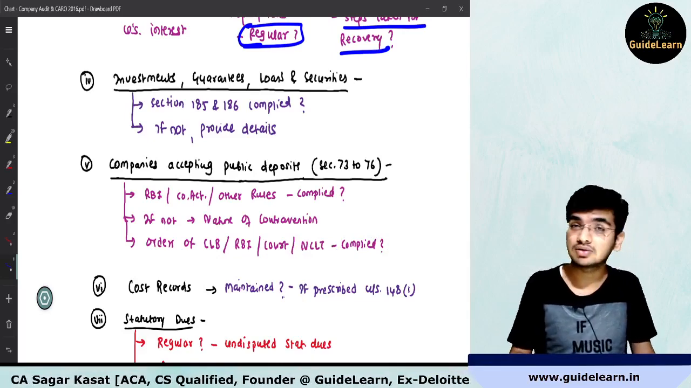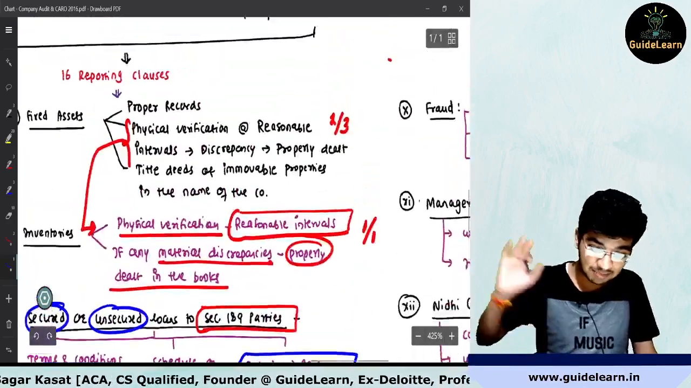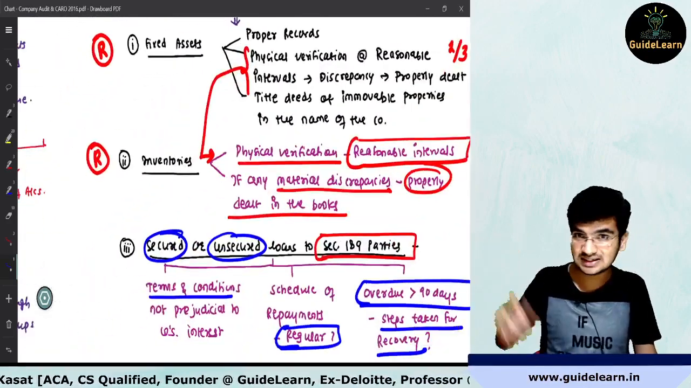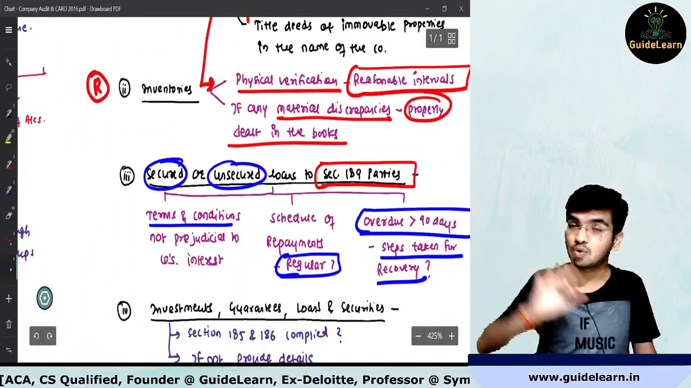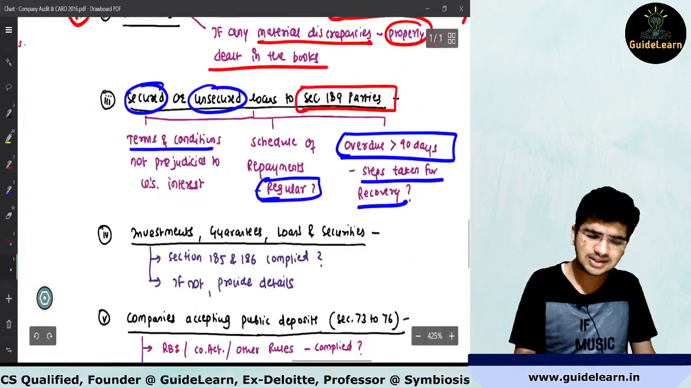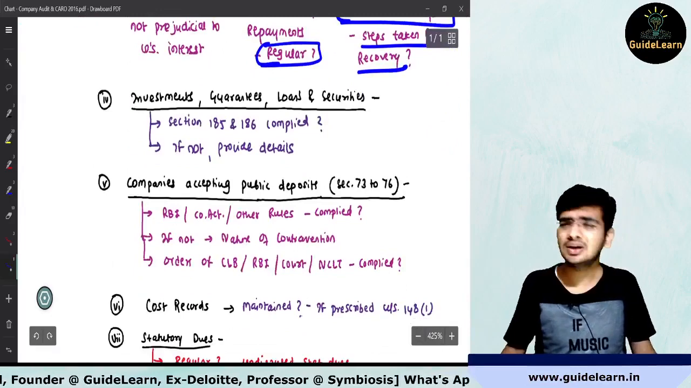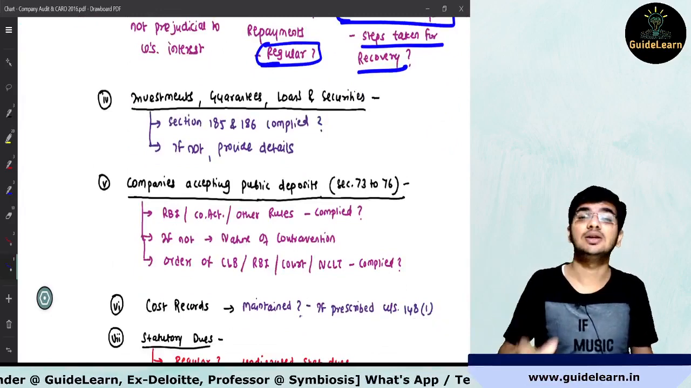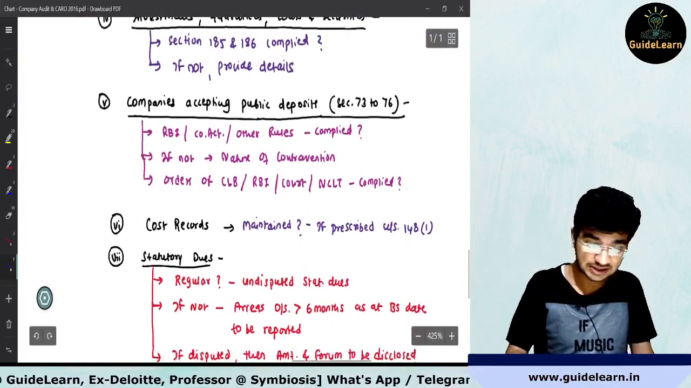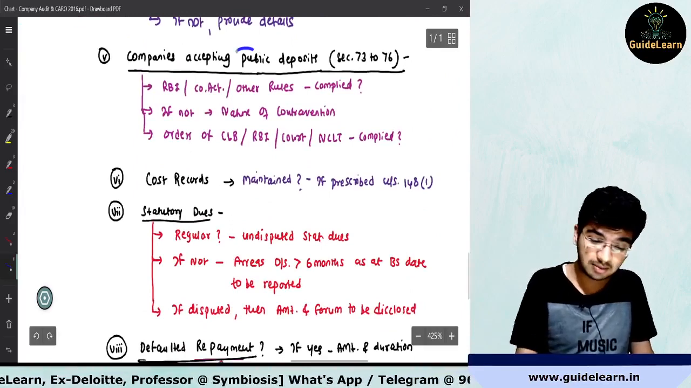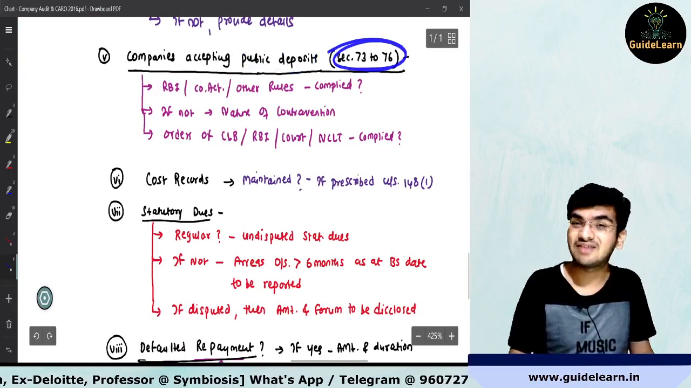So this was about clause number 5. Again, please remember along with me: clause 1 fixed assets, clause 2 inventory. These both clauses are very important. Clause 3 secured unsecured loans to 189 parties. Clause 4, 185 and 186, means loans, investments, guarantees and securities, and then clause 5 is about the public deposits, 73 to 76.